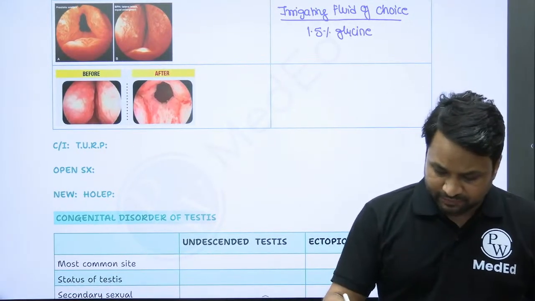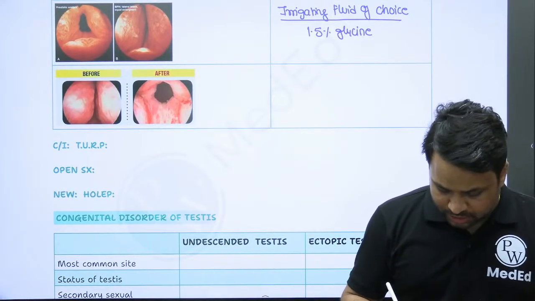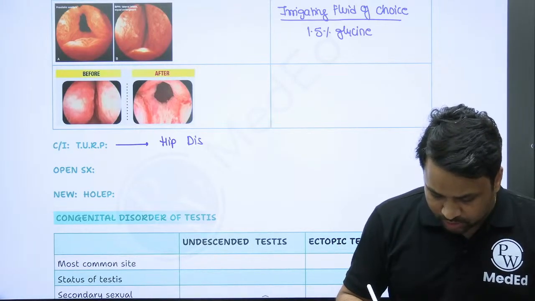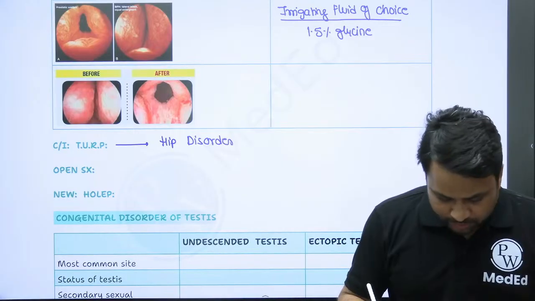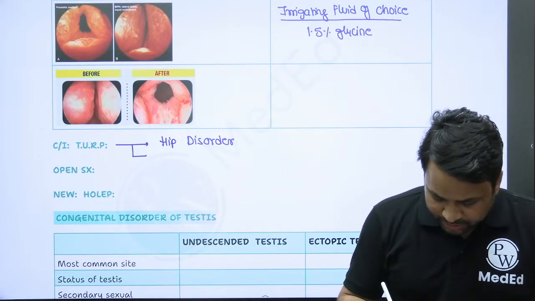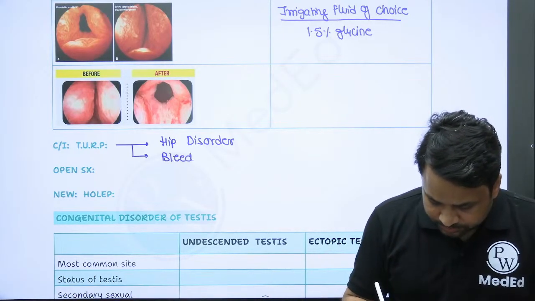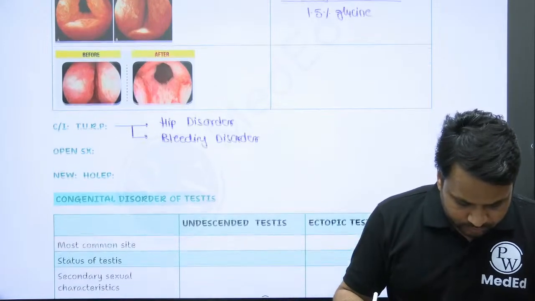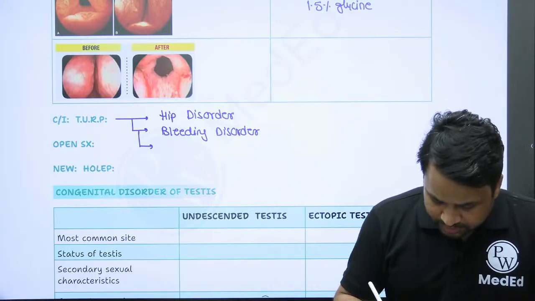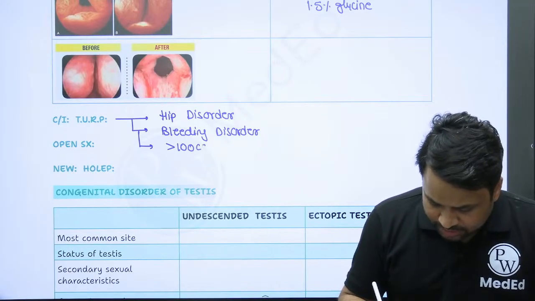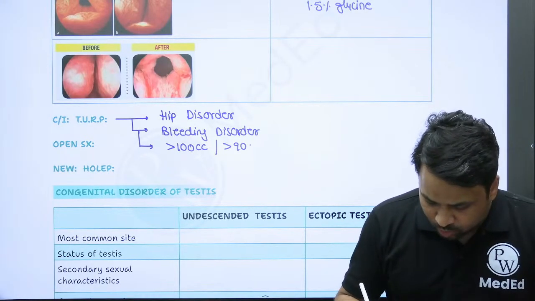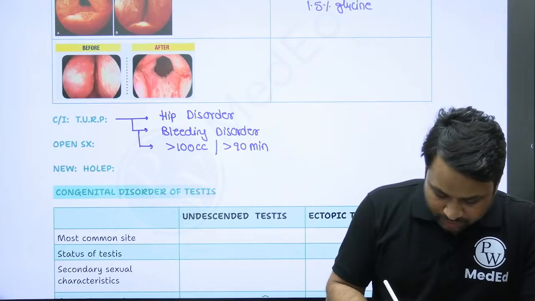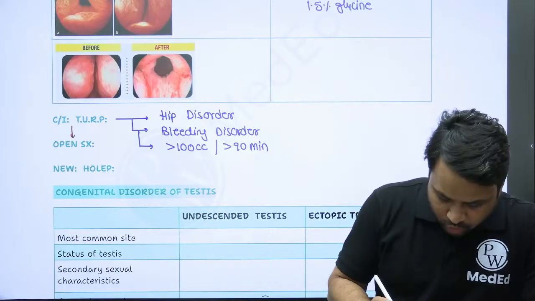But if they ask you when you should not do TURP, what is the contraindication of TURP? If a patient is having a known hip disorder, because I cannot put the patient in lithotomy position. If the patient has any bleeding disorders. Hip disorder, bleeding disorder, and if the size is more than 100 cc or time taken could be more than 90 minutes, this is a relative contraindication that you have. Now, whenever you have contraindication for TURP, obviously you'll go with open surgery.